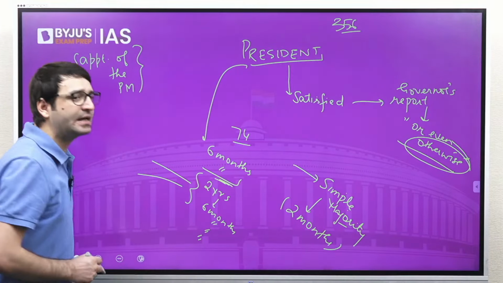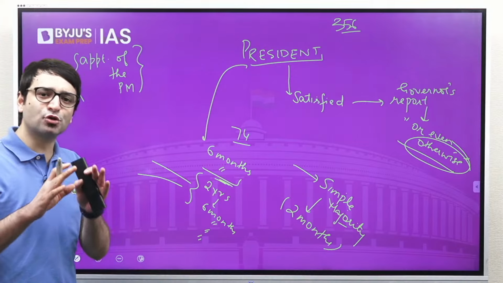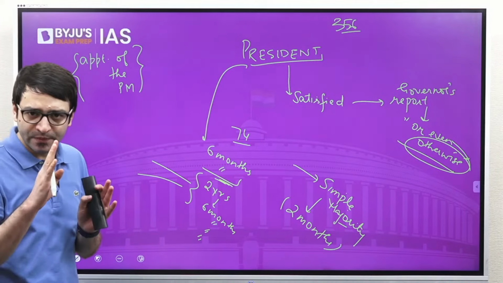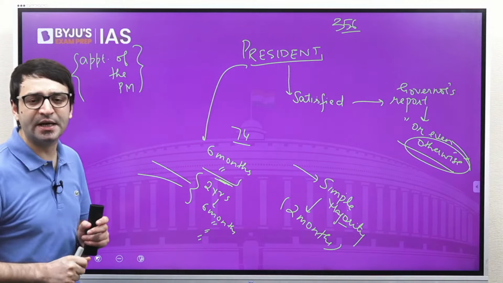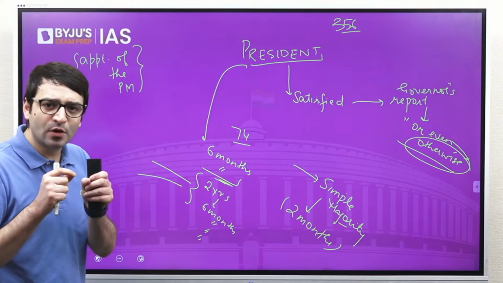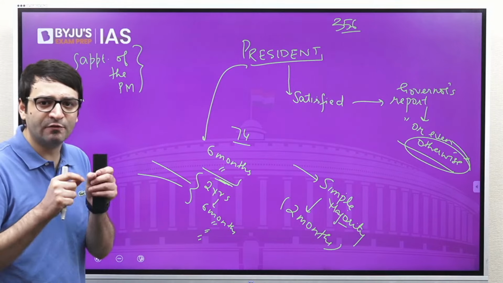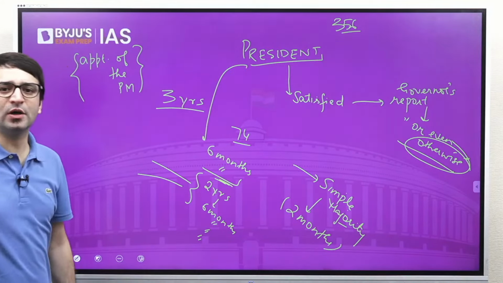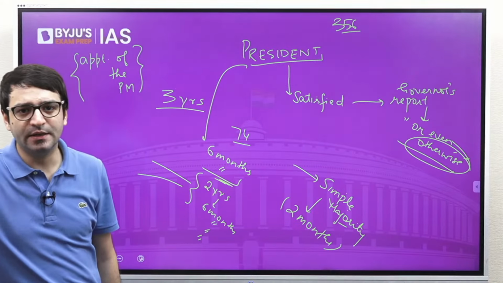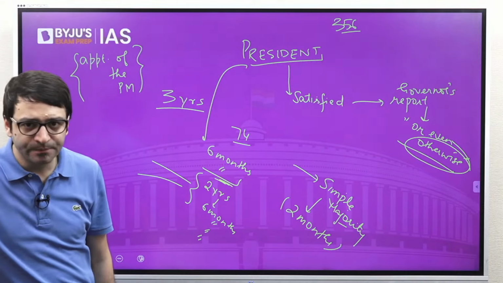If these two conditions are met, and only if these two conditions are met, then President's rule can continue beyond a period of 1 year. Otherwise, President's rule can continue only for 1 year. It can be extended for another 2 years, provided these conditions are met, which means the maximum constitutional validity of President's rule is 3 years. And beyond 3 years, you cannot extend the President's rule in a state.